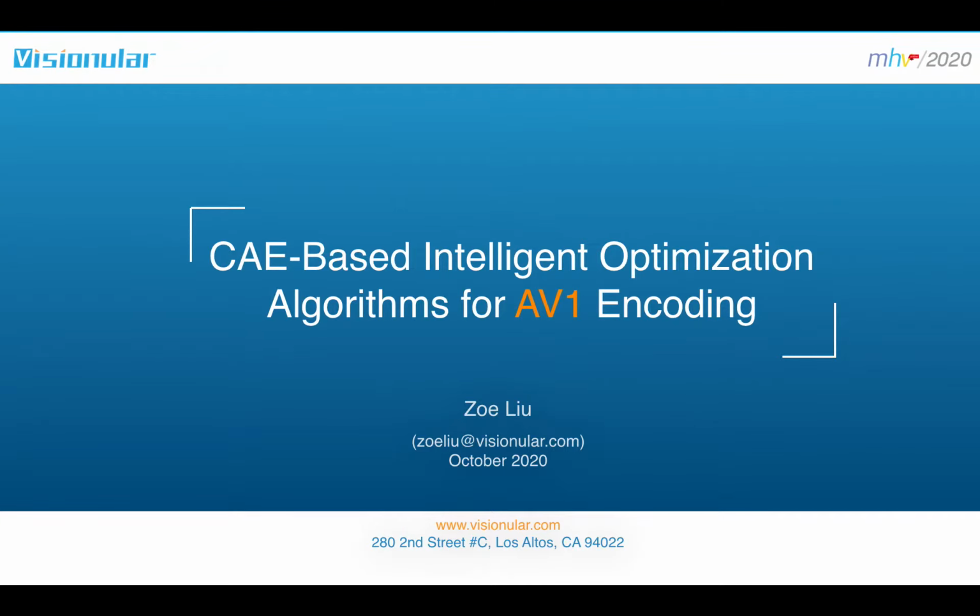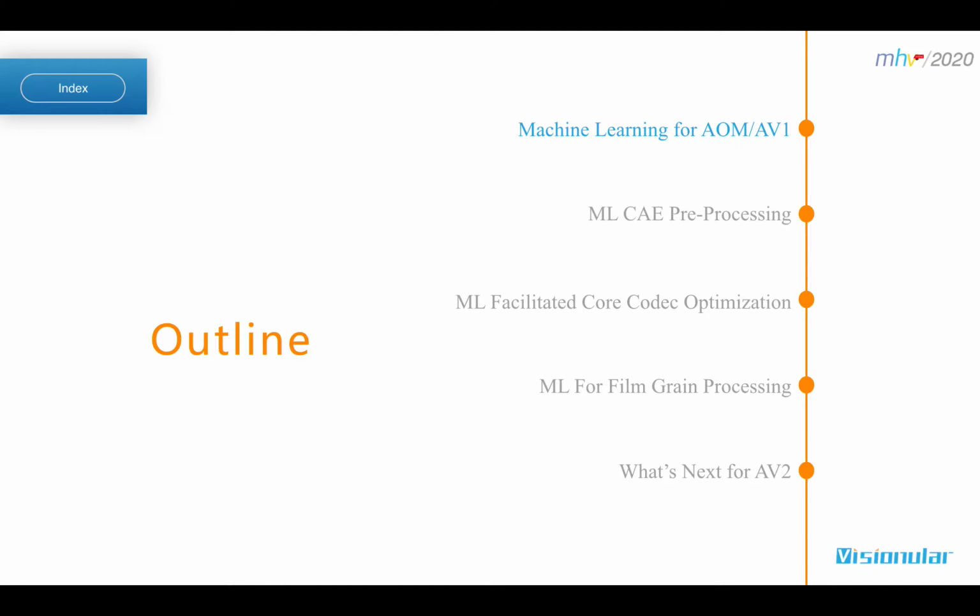Hi everyone, this is Zoe, and today I'm mainly going to introduce the concept of CAE, the Content Adaptive Encoding Based Intelligent Optimization. And I will introduce quite a few algorithms from a systematic perspective, especially for the encoder optimization of AV1. So here's the outline of my talk.